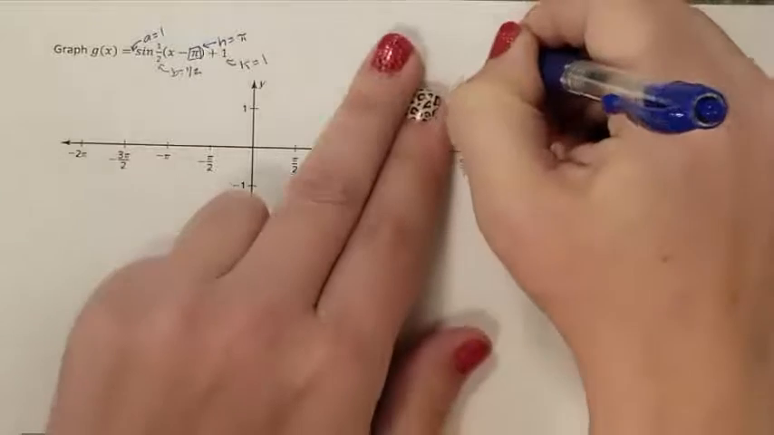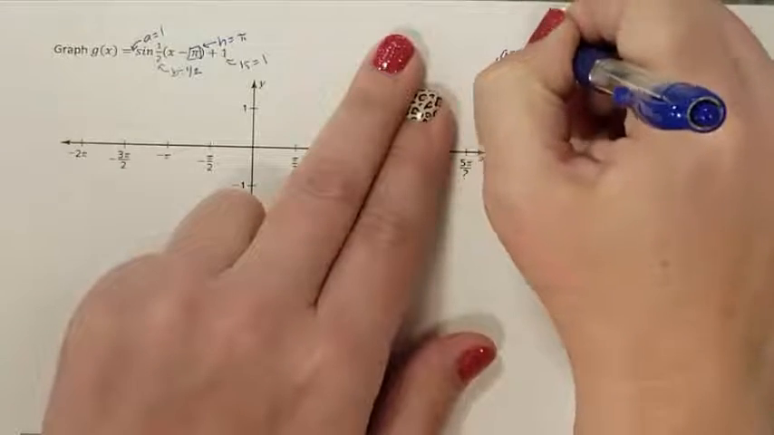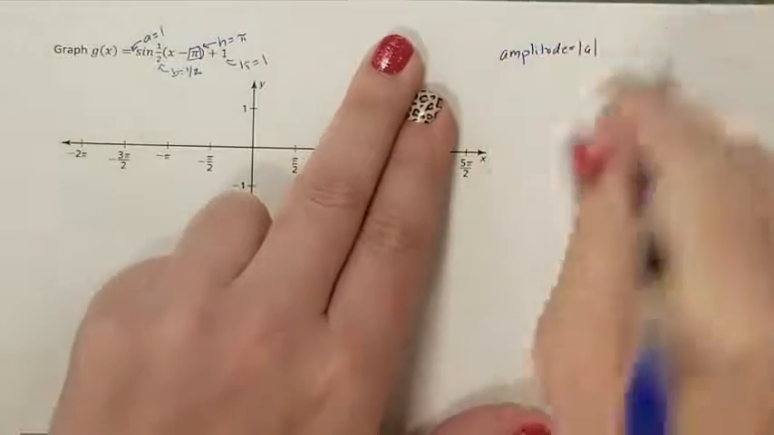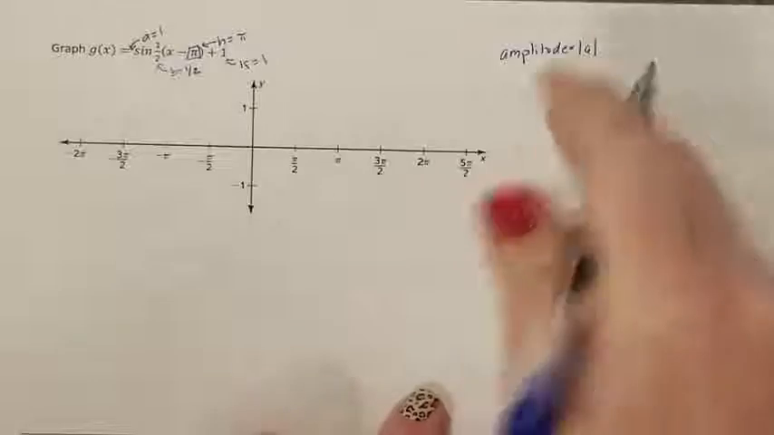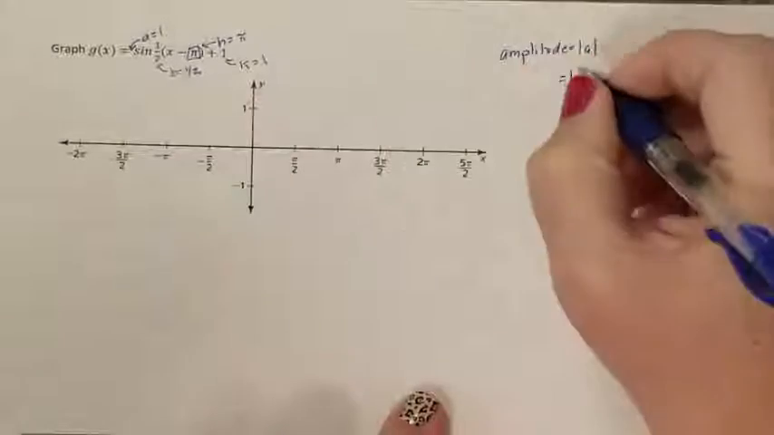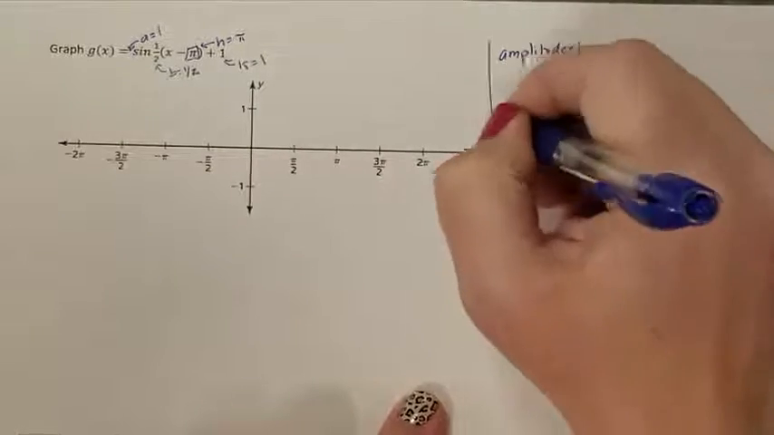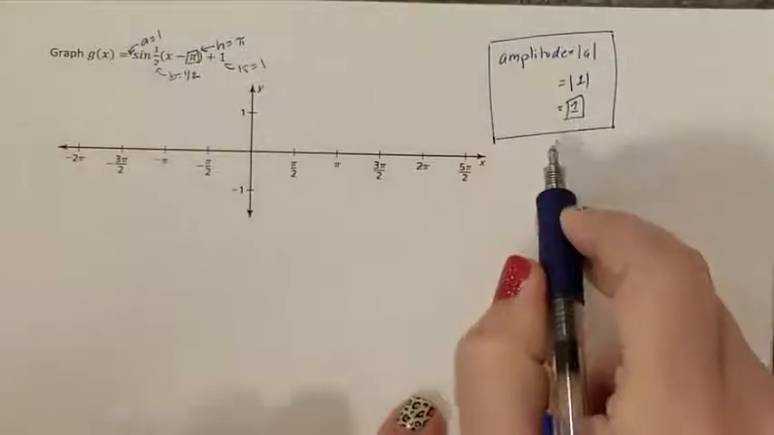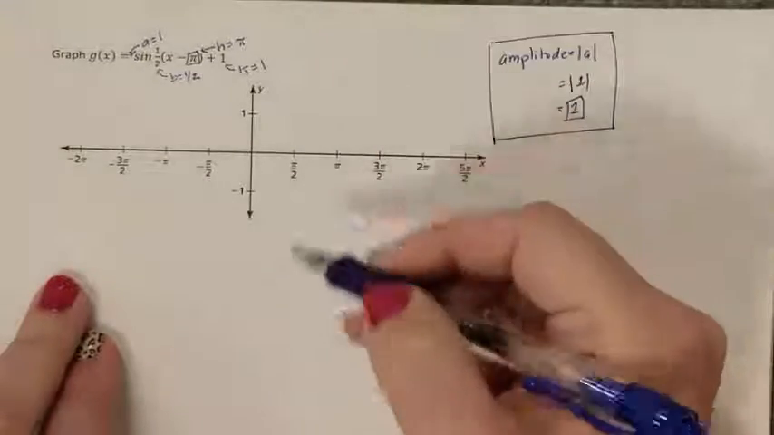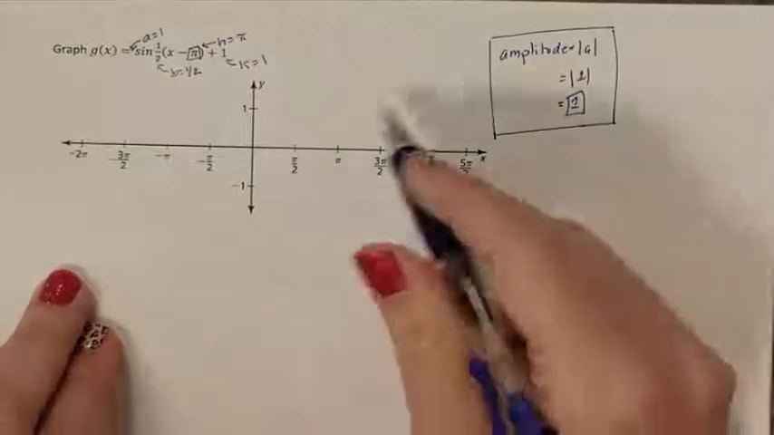Before we can start graphing, the first thing we need to find is our amplitude. Amplitude is the absolute value of A, which is the absolute value of 1, which is 1. So that tells me that when I find my midline, I need to be able to go one more up and down from the midline to be able to graph it.